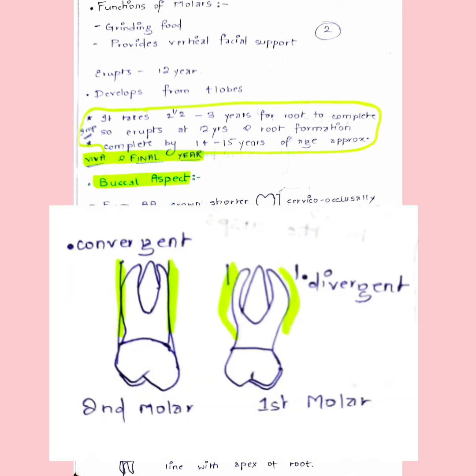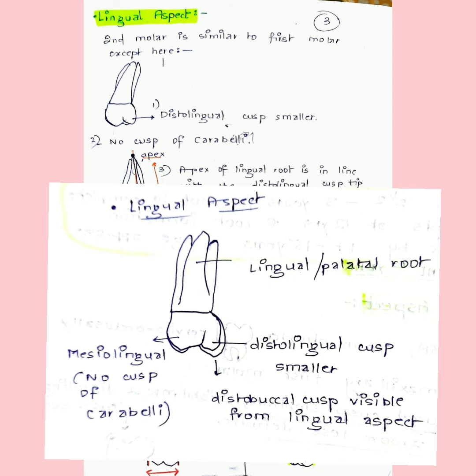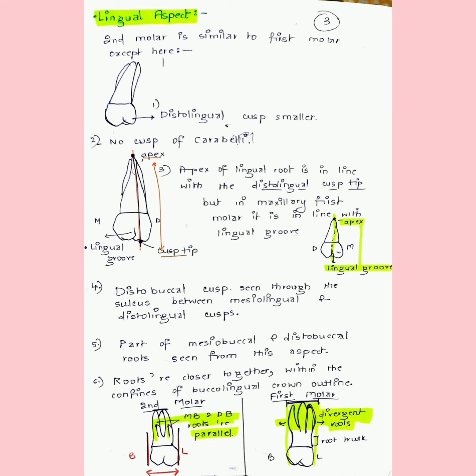From the lingual aspect, you can see the mesiolingual cusp and distolingual cusp. Now, the distal cusps of maxillary second molar are smaller, and the distolingual cusp is smaller, hence the distobuccal cusp is visible from this aspect. You can see the lingual or palatal root and part of the other two roots, and on the mesiolingual cusp there is no cusp of Carabelli. Here, the apex of the lingual root is in line with the distolingual cusp tip, but in the maxillary first molar, it was in line with the lingual groove.